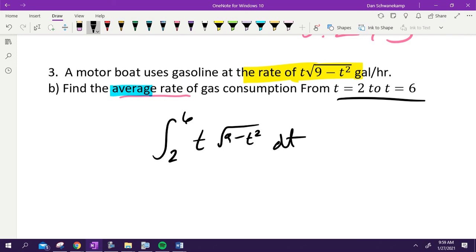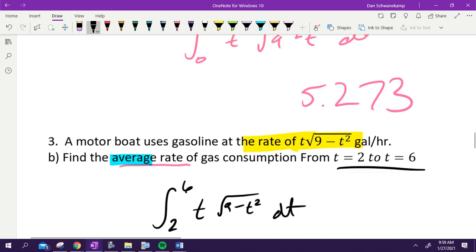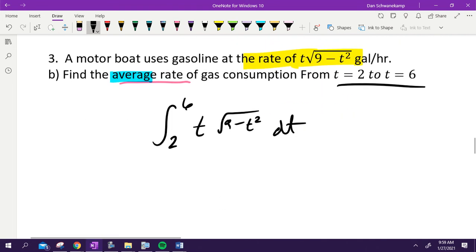It gets me that. Okay? If I want to find, that's going to tell me the gas consumed. That's what we did right above. That'll tell me the gas consumed. But if I want to find the average rate, then I multiply by 1 over upper bound minus lower. So 6 minus 2, which is obviously going to get me 1/4. Okay? That's my setup.